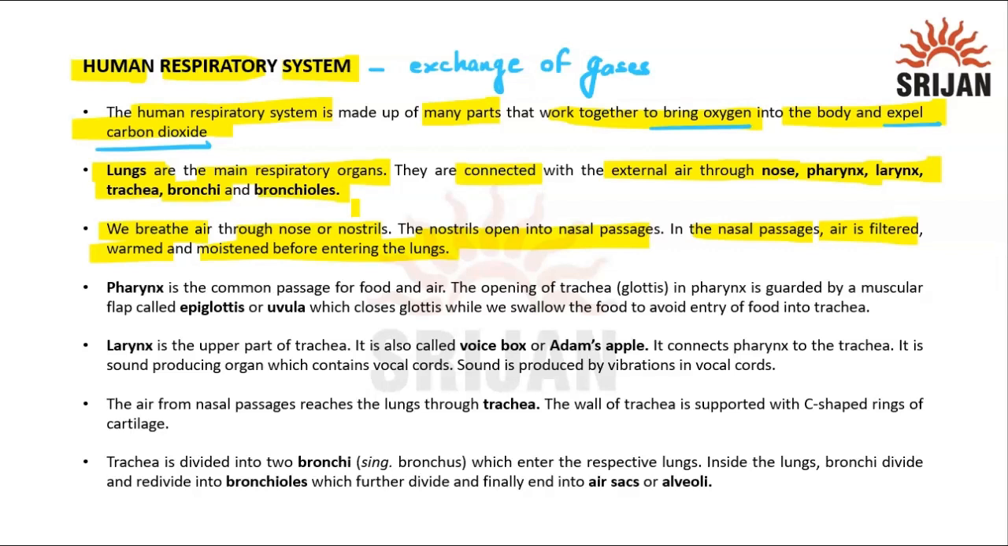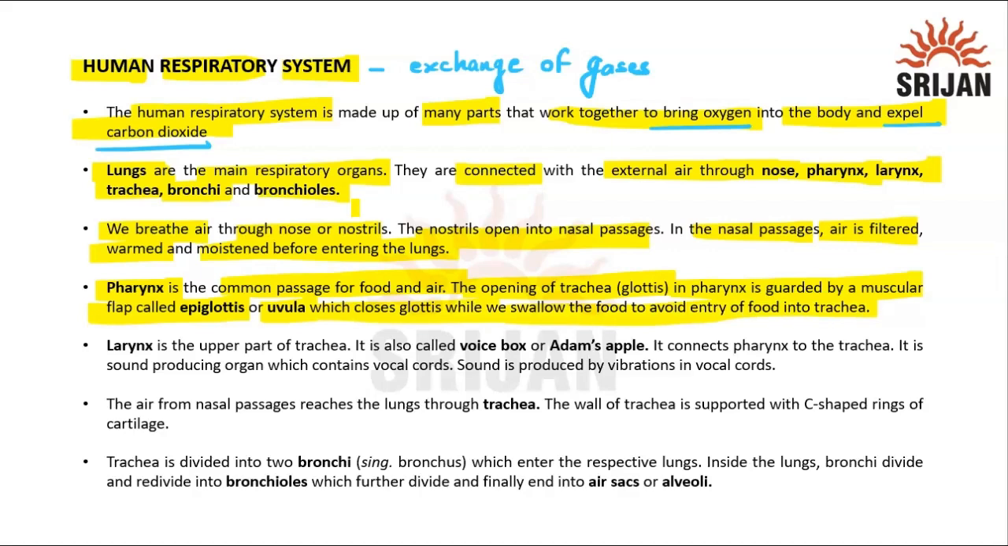Again, the whole internal atmosphere of our body is very different. Then you have the pharynx, which is the common passage for not only the air but also the food. The opening of the trachea in the pharynx is guarded by a muscular flap called the epiglottis, which closes the glottis while we swallow food to avoid the entry of food into the trachea.